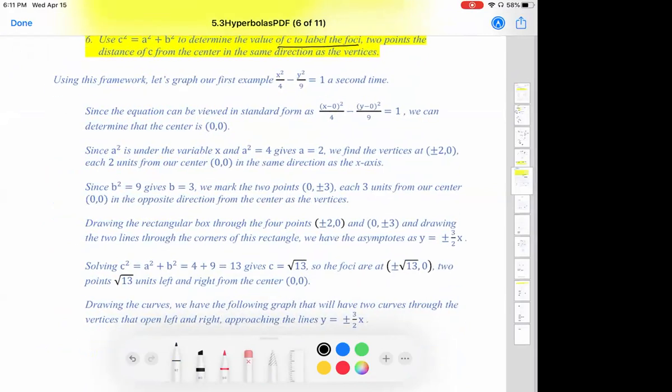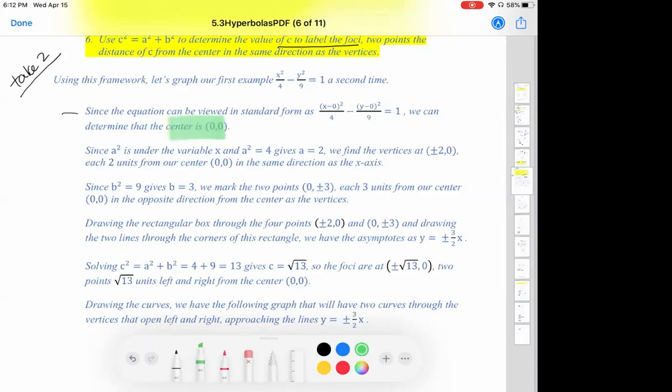Using the framework for example 1 a second time, so take 2. We're going to do the same thing, but with an easier process. Since the equation can be viewed in standard form as x minus 0 squared over 4 minus y minus 0 squared over 9 equals 1, we can determine the center is 0, 0. Cool, we have a center at 0, 0.